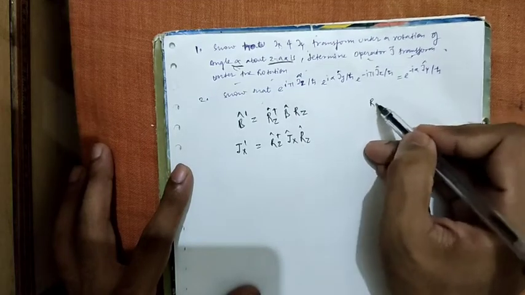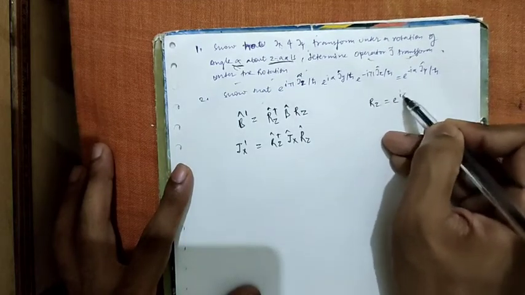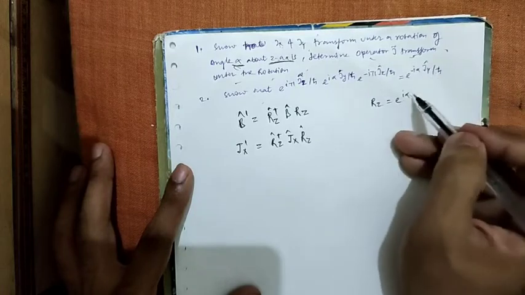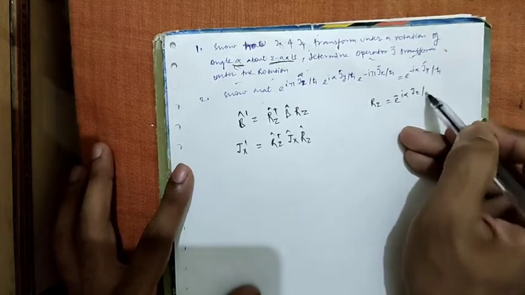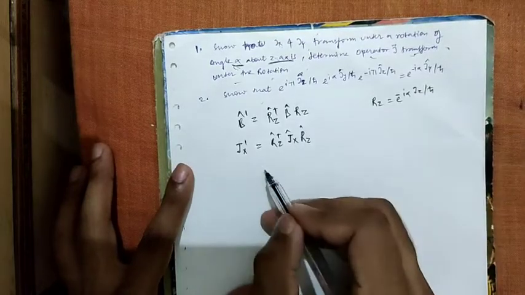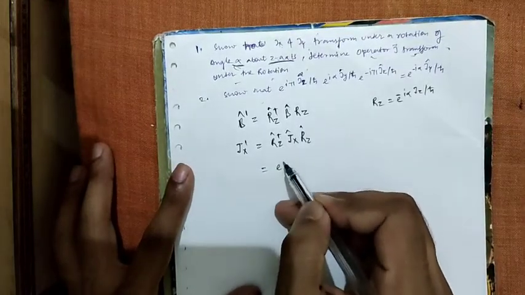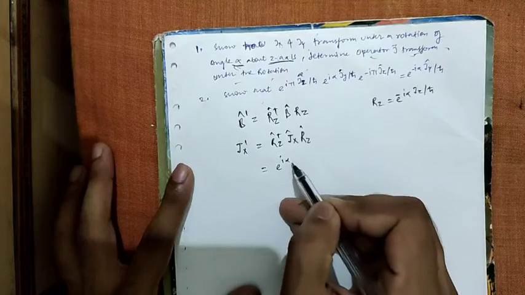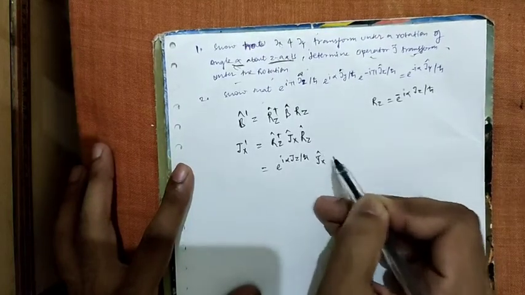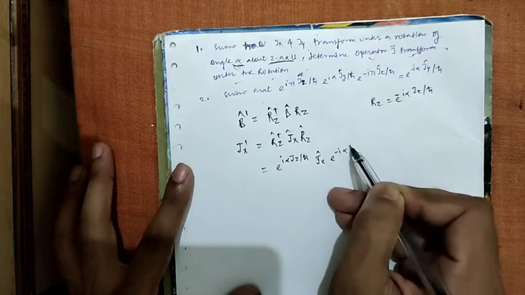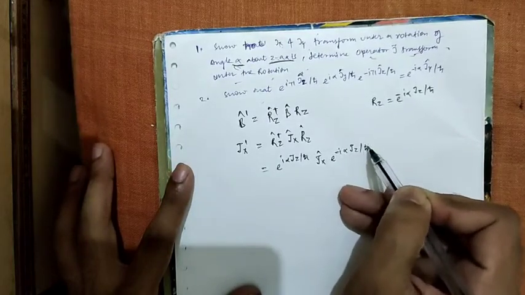The value of Rz is equal to e to the power minus i alpha Jz by h cut. Now substituting the values, its dagger is e to the power i alpha Jz by h cut, so we have e to the i alpha Jz by h cut, Jx, e to the minus i alpha Jz by h cut.